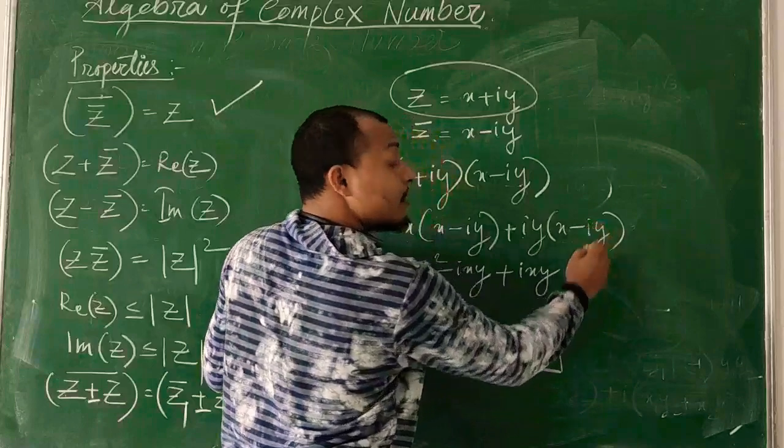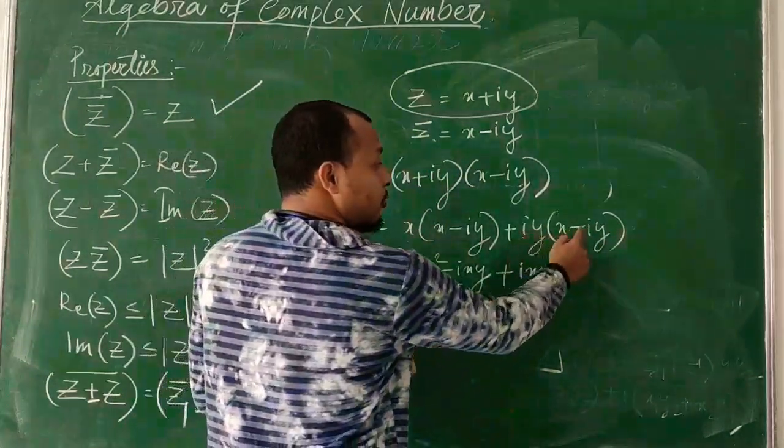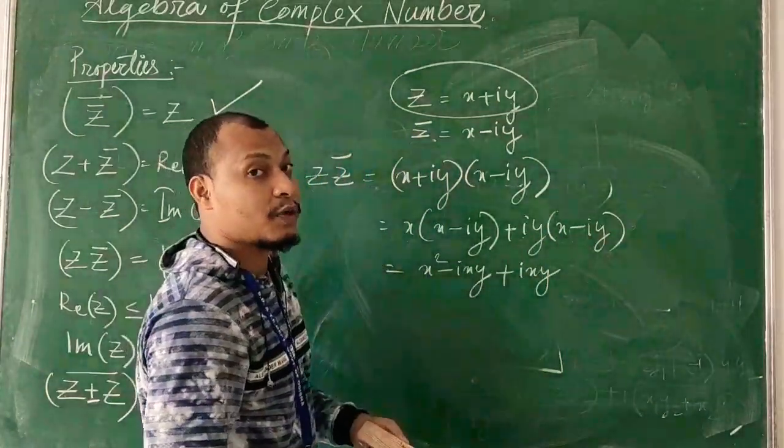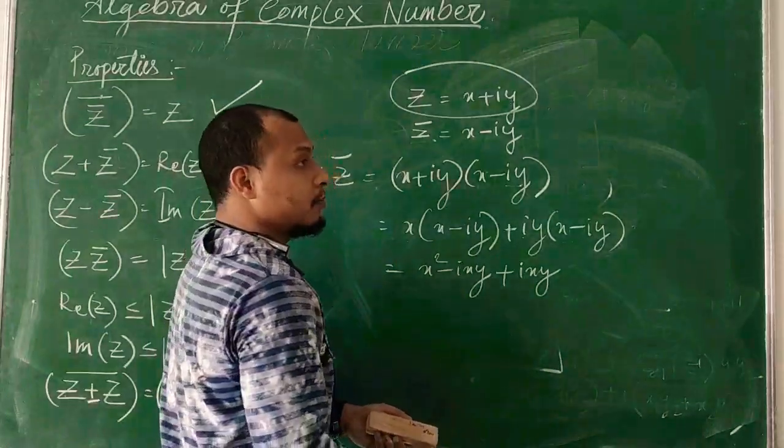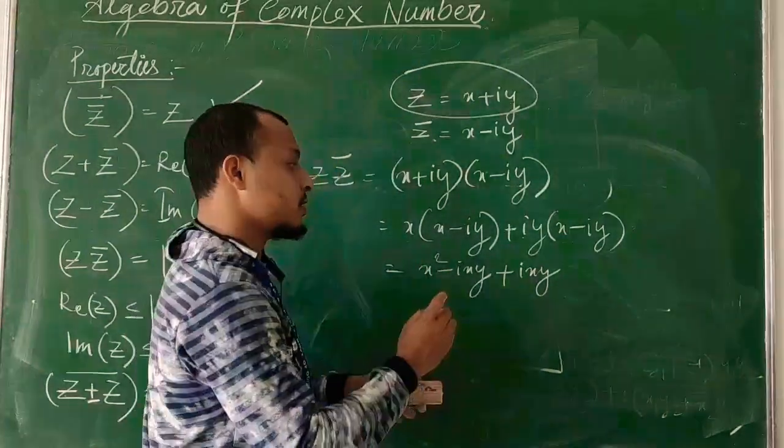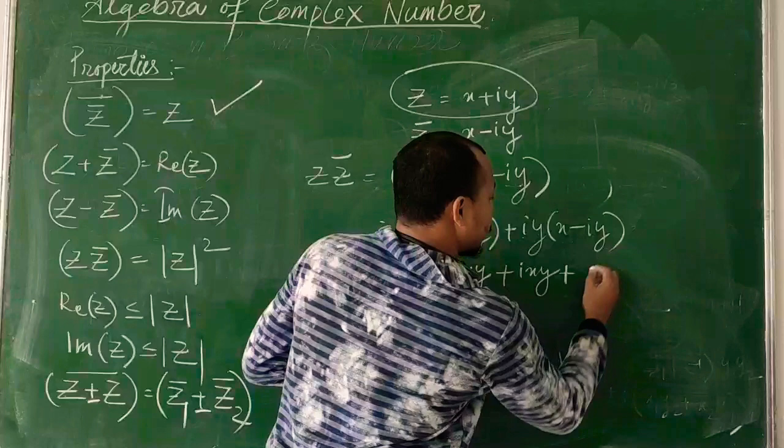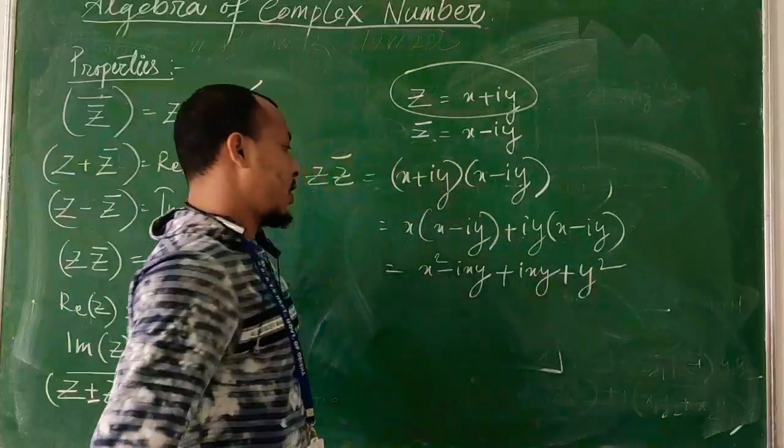then i into minus i y square. Minus i square is nothing but what? Plus 1, because i square is equal to minus 1, minus into minus is plus. So plus y square. Okay.